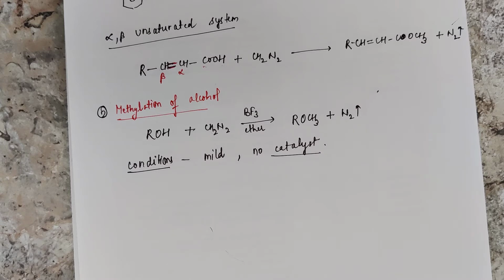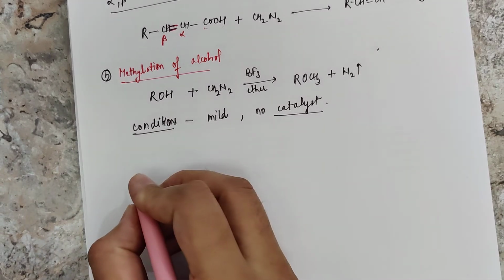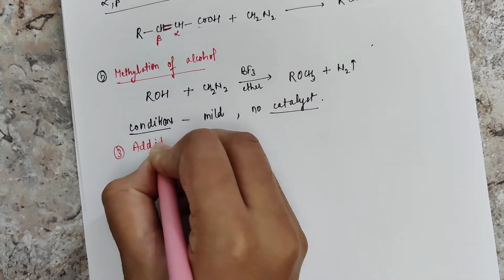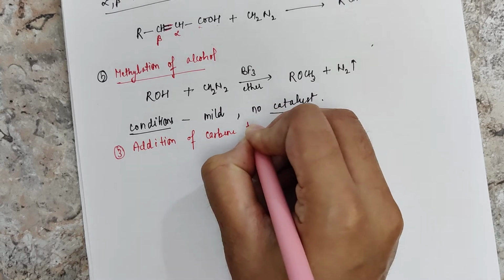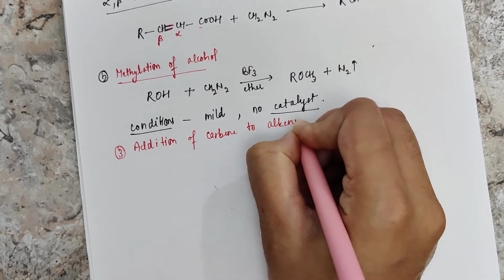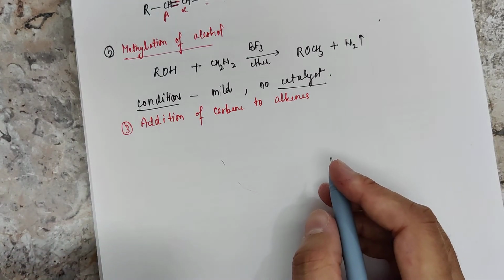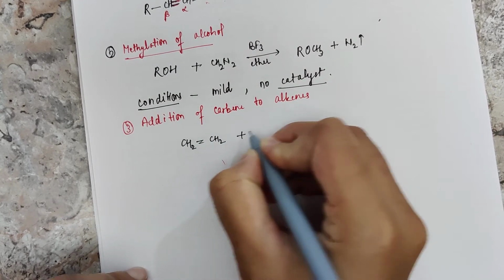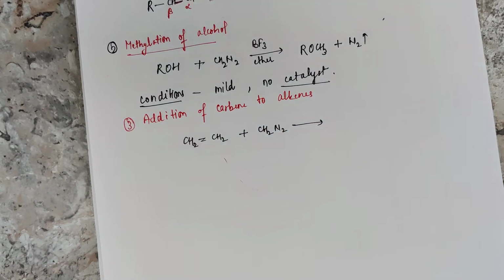So let's move to the third reaction. Third reaction is addition of carbene to alkene. When the addition of carbene to alkenes takes place, let's take the simplest alkene and our diazomethane. Cyclic product is formed.